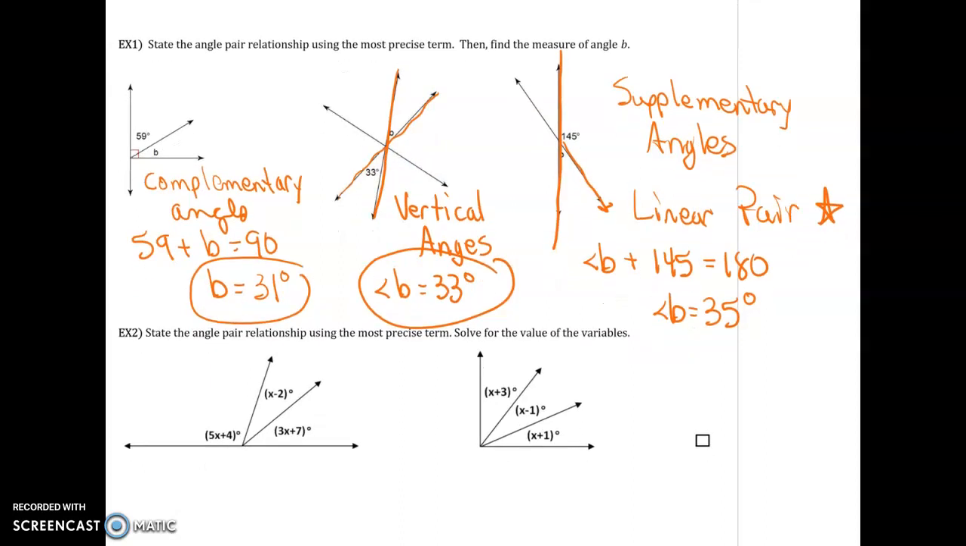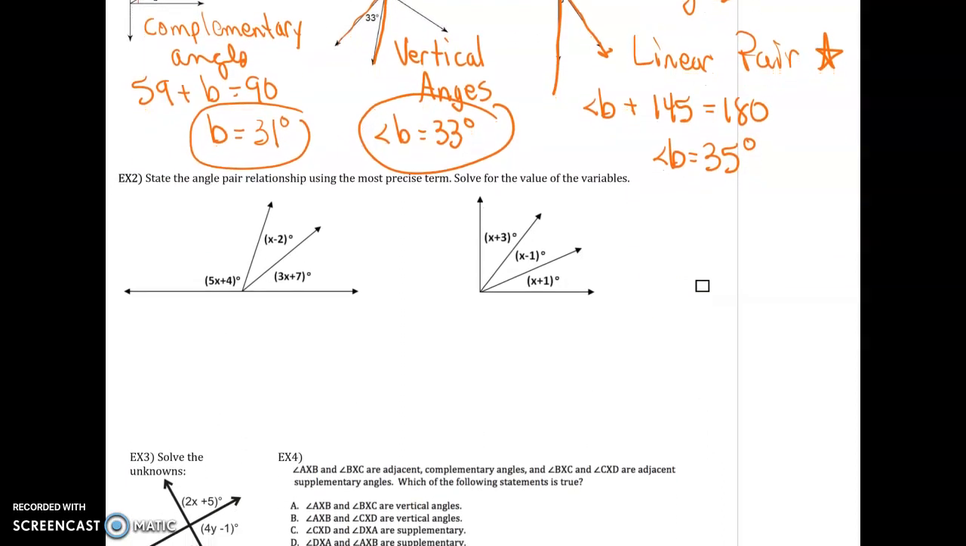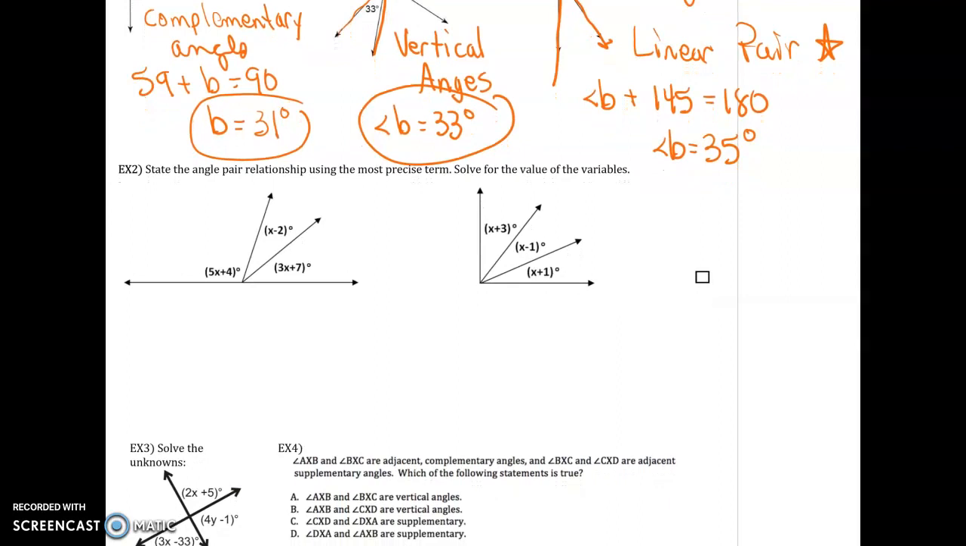All right, next we're going to state the angle pair relationship using the most precise terms. So here, in both pictures, it's three angles. So in example 2 on the left one, you might be tempted to say a linear pair, but a pair are two angles. This is 3, so the best name is supplementary.